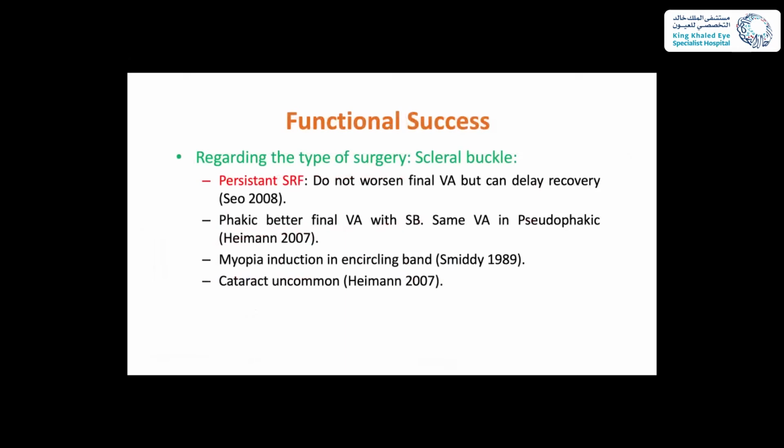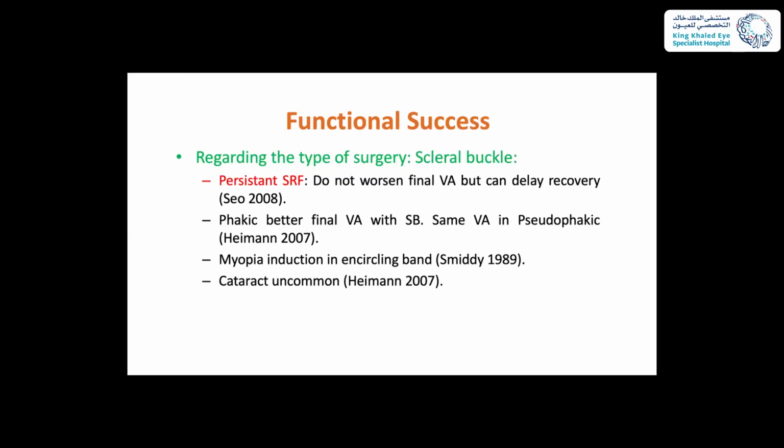So if we go deeper into the topic, what can we say about the functional success regarding the type of surgery? For instance, for the scleral buckle, probably the most important feature is the persistence of subretinal fluid. The problem with the scleral buckle is that the subretinal fluid takes longer to be absorbed. The good news is that persistent subretinal fluid doesn't worsen the final visual acuity for the patient, but it can delay the recovery.